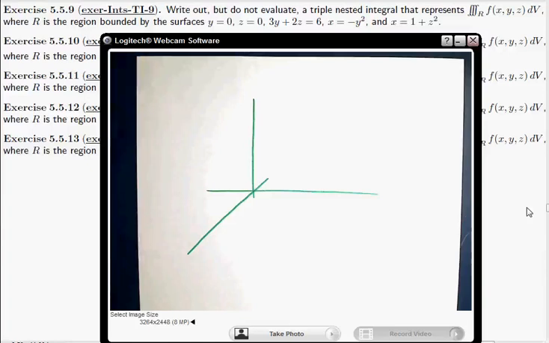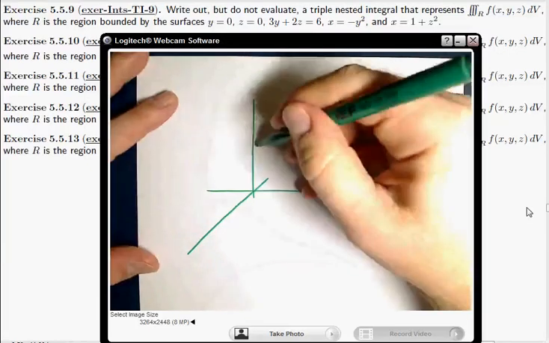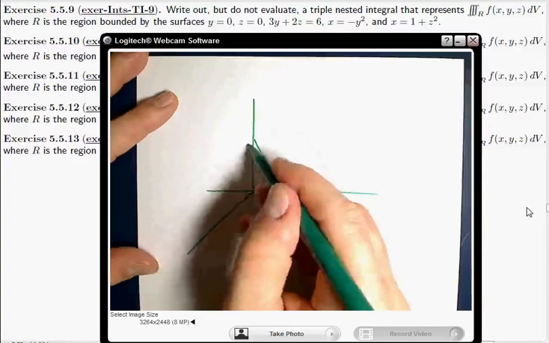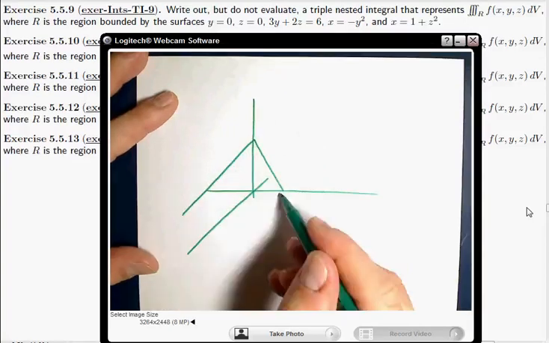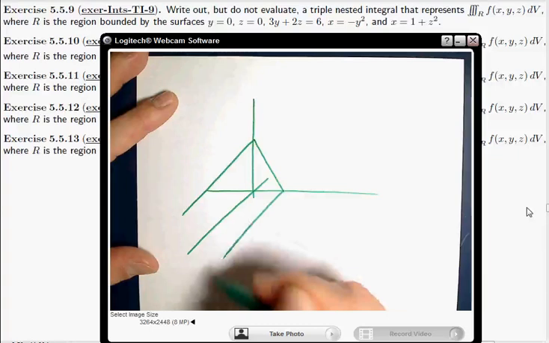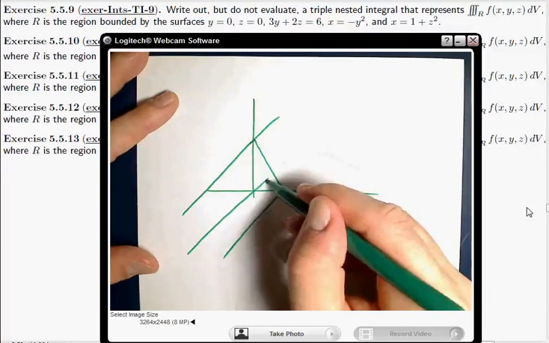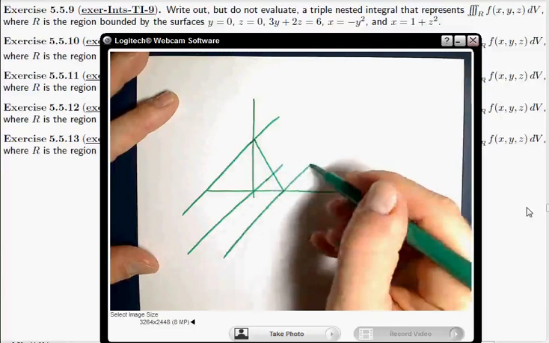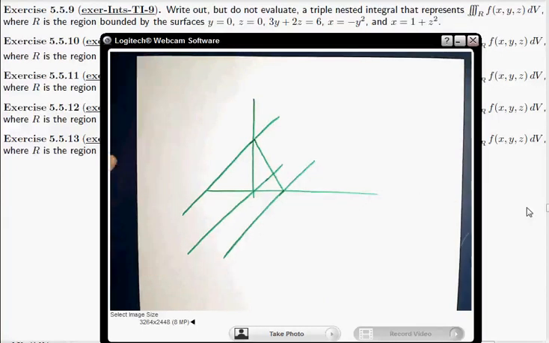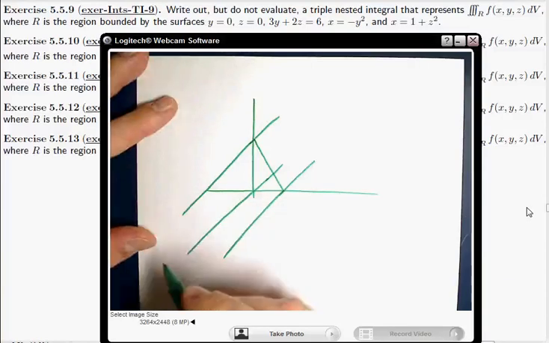So y equals 0 and z equals 0 are easy. And then 3y plus 2z equals 6 is going to be kind of like this. So we've got this kind of triangular prism kind of looking thing. Is that cool so far? So we got, yeah, okay, cool.